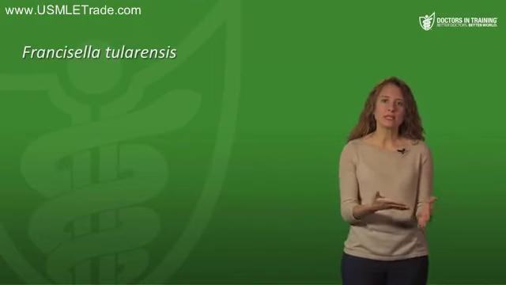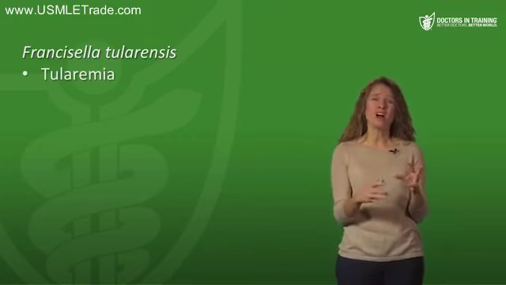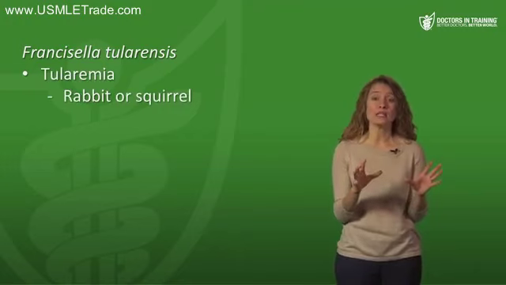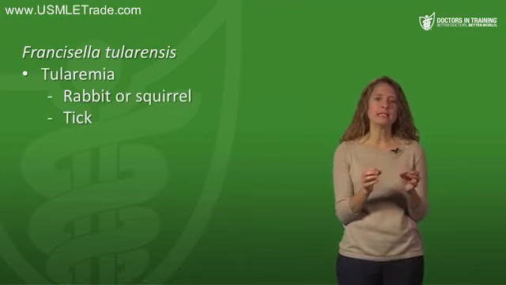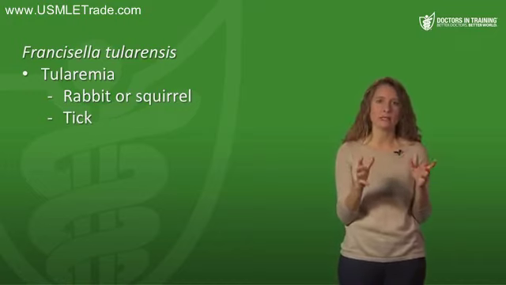Now, Francisella tularensis. This one causes tularemia. It can be transmitted directly from an infected animal, often a rabbit or a squirrel, or through a tick vector. Tularemia can present in a variety of ways, but the test question usually has a rabbit as the infected animal.